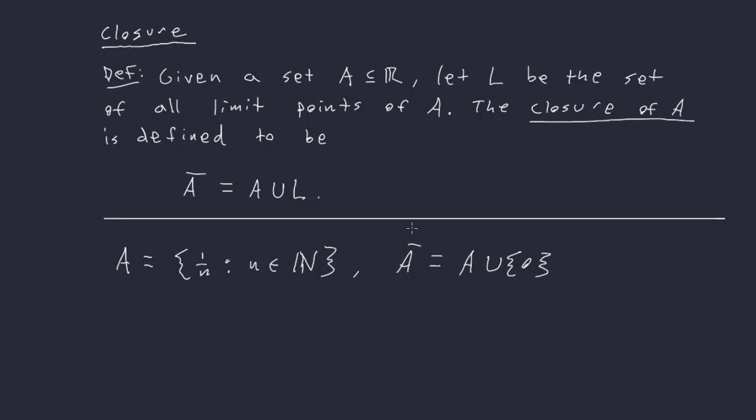Also, based on what we just talked about regarding the rationals, it turns out that if we take the closure of Q, we get R.